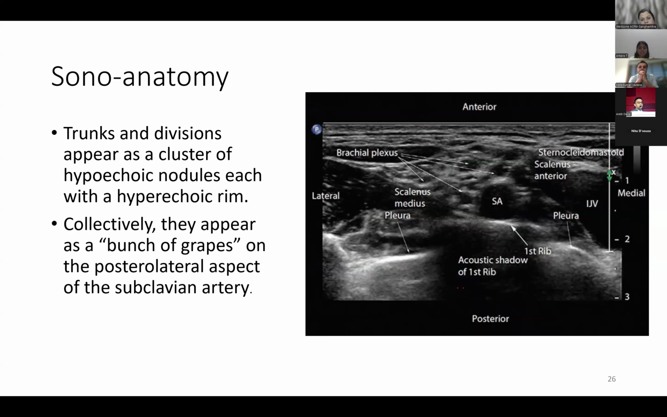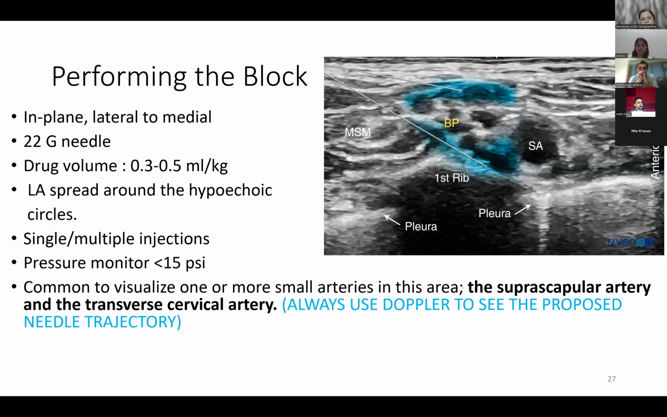The sonoanatomy seen is the trunks and divisions appearing as a cluster of hypoechoic nodules, each with a hyperechoic rim. Collectively, these trunks and divisions appear as a bunch of grapes on the posterolateral aspect of the subclavian artery. While performing the block, we introduce the needle in plane from a lateral to medial approach, and we use a 22 gauge needle. The drug volume used is around 0.3 to 0.5 ml per kg. We try to deposit the local anesthesia around the hypoechoic circles. According to the drug spread, we can give either single or multiple injections, keeping opening pressures below 15 psi.